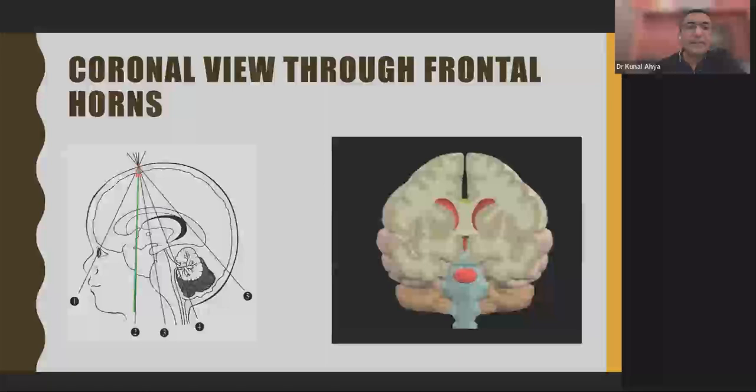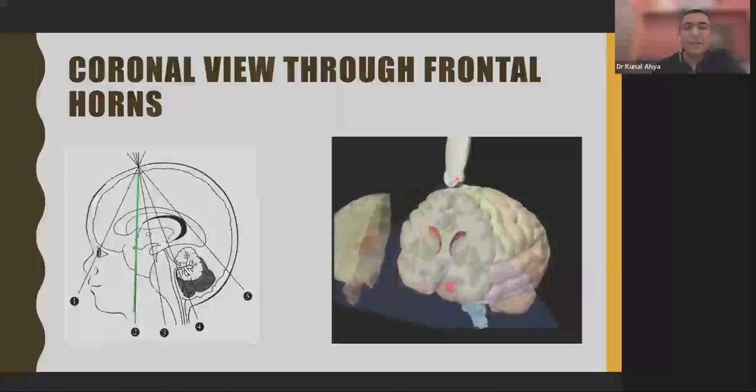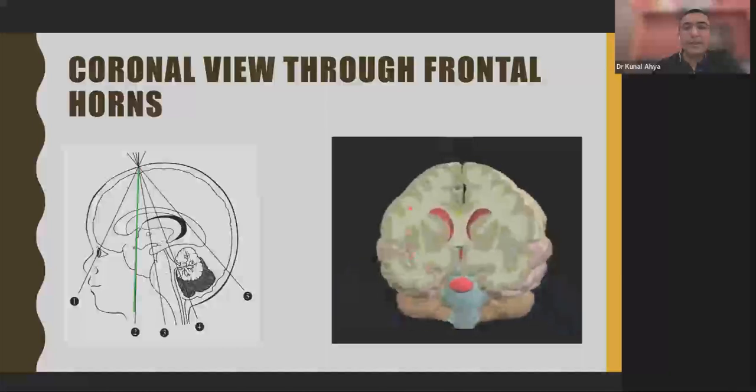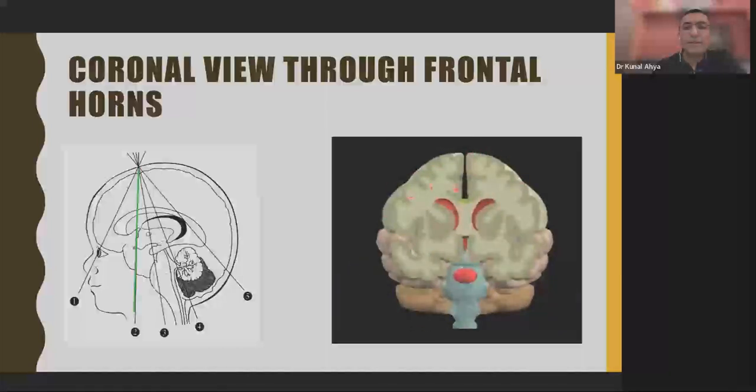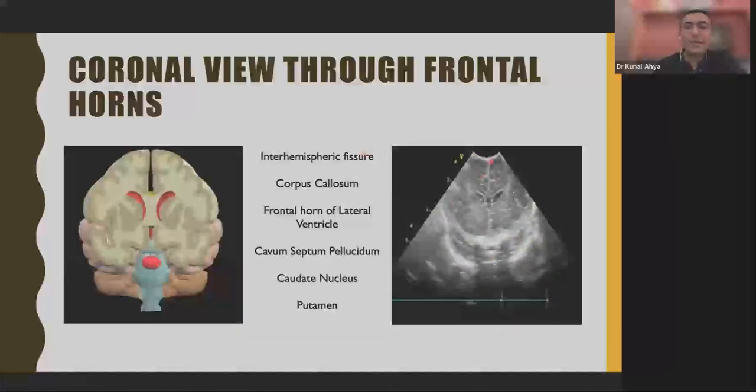Then we pass the beam through the second part. So what are the structures? These are the structures which we will see. This beam has passed through the brain, and we will be able to see all these structures as we go more posteriorly. In this, the major structures are, again, what is this structure we had seen previously? It is the interhemispheric fissure. Then what we see is two parallel lines over here. Those are called the corpus callosum.